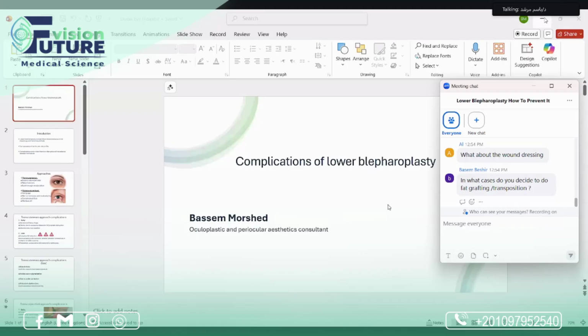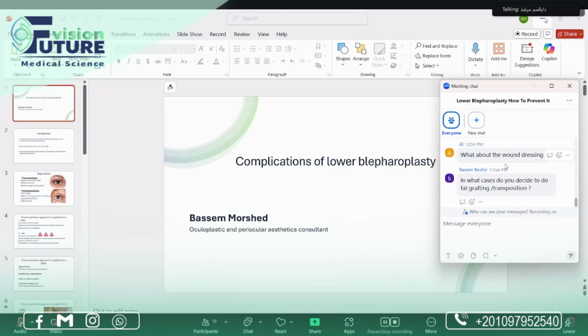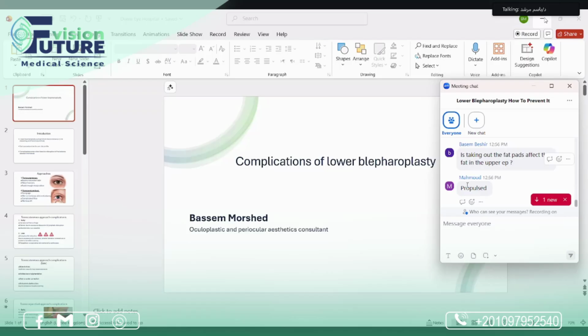So again, you might need fat grafting if you did some overcorrection, so that you get a patient that has some puffiness in the lower eyelid, and then you removed fats more than necessary. That's when postoperatively they might have some sort of hollowness. That's when, on another setting, we have another question here.